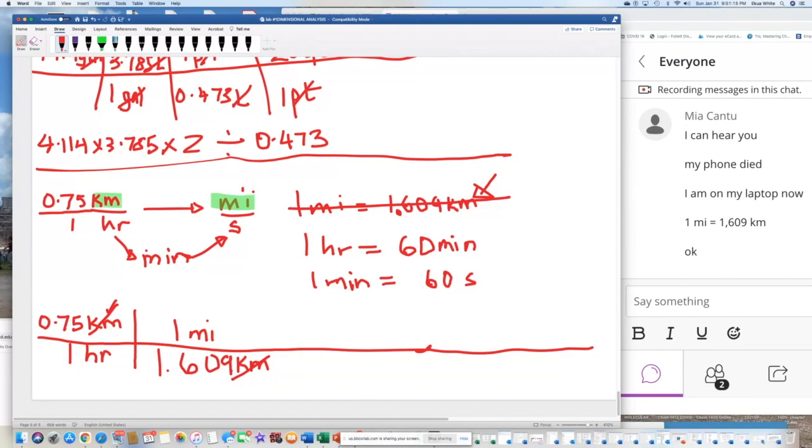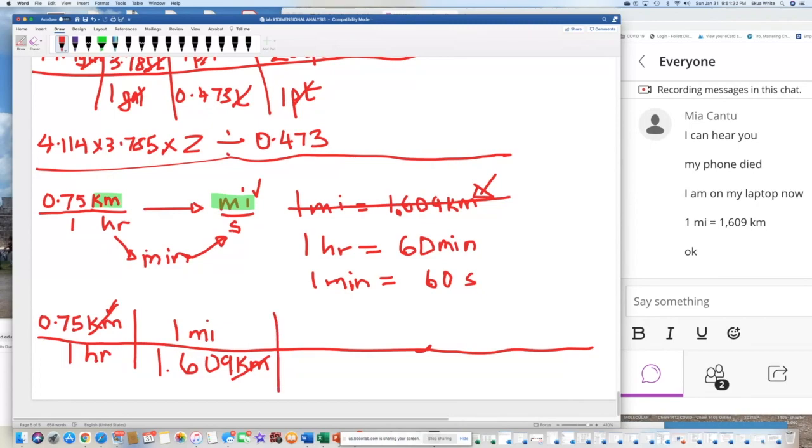Kilometer cancels out. I have the top one done. Now I have to convert the bottom one. But remember, we're not going directly because we didn't find one. We're going from hour to minute, minute to second. Okay. Now we're trying to convert the bottom part, just like the top part.